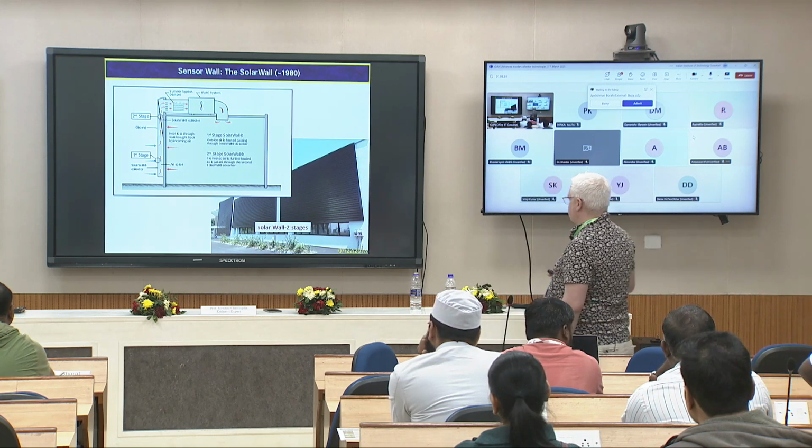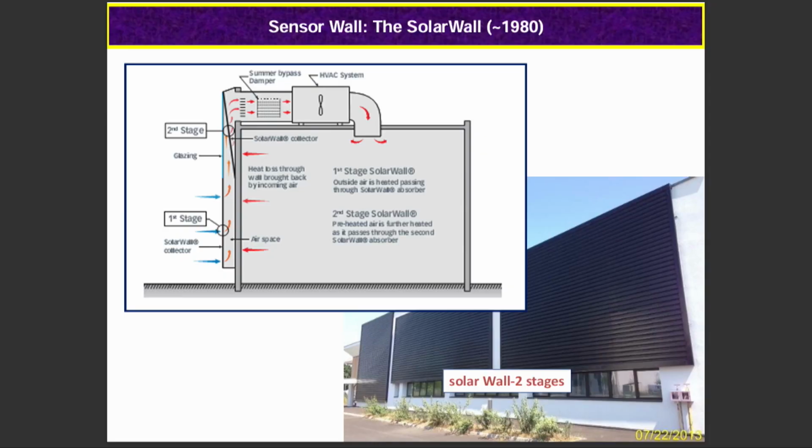So this is the configuration that was used here. It was on 2 floors, and it was directly coupled to the HVAC system. So then you can upgrade, if it's not enough, with a heat pump before blowing air into the building.